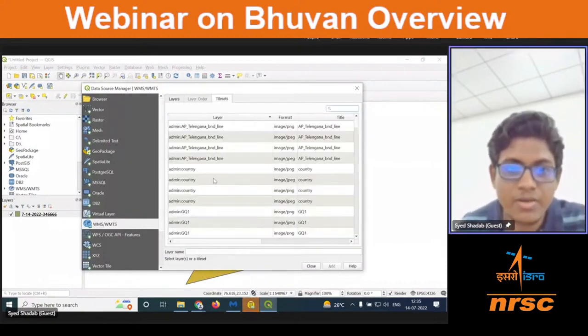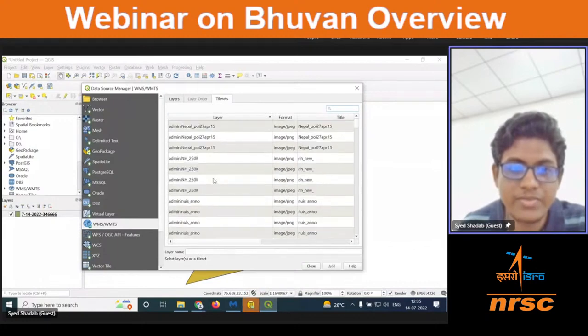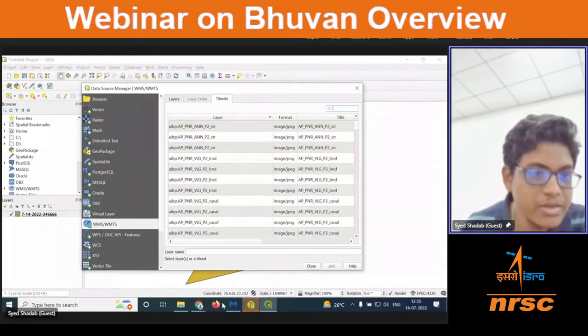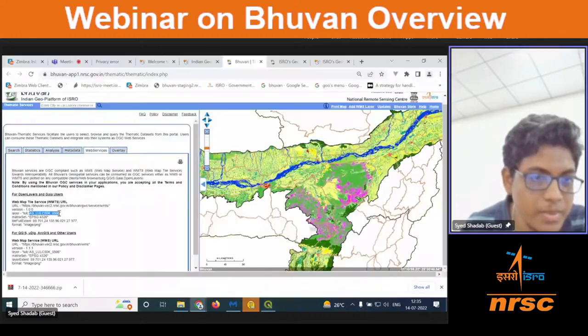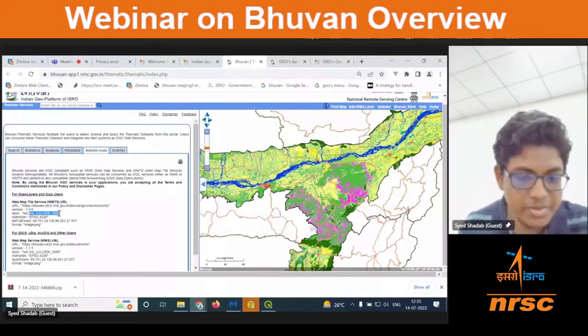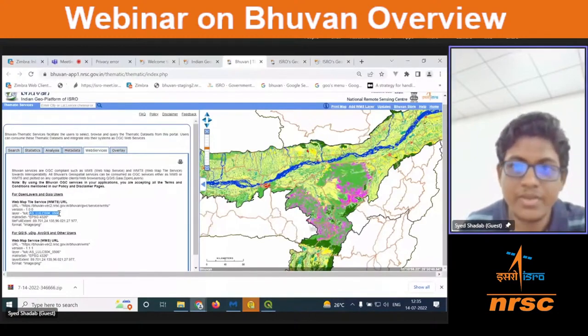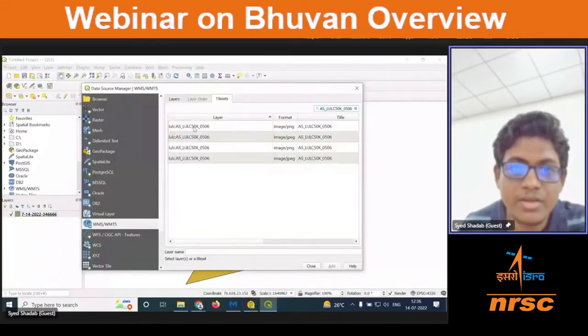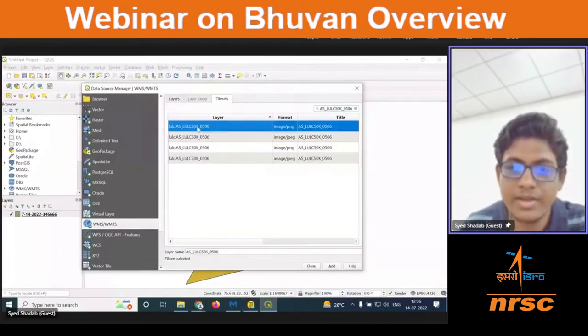From there, see, all the layers have come, and we have to get the layer. Like, this is Assam, so it will be LULC colon Assam LULC 50K. So we'll search this layer. I will copy this layer. So I have got the layer. I will select the layer and click on add.